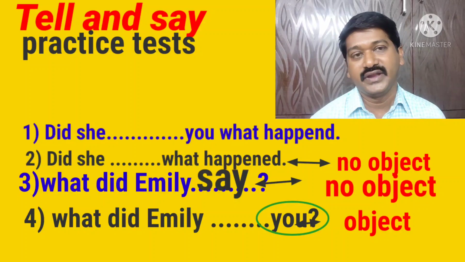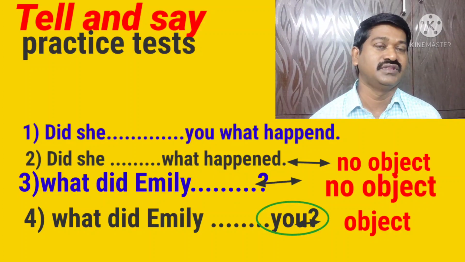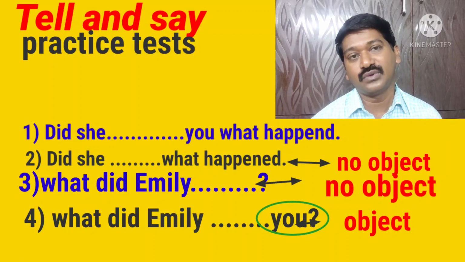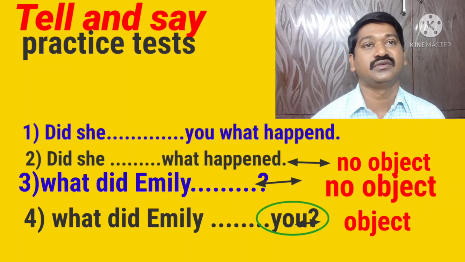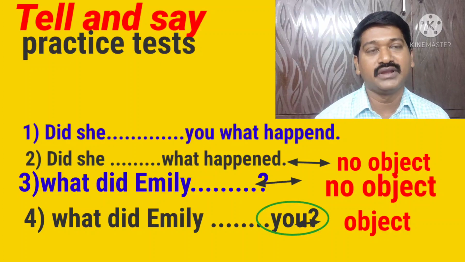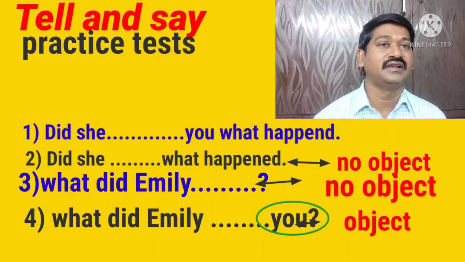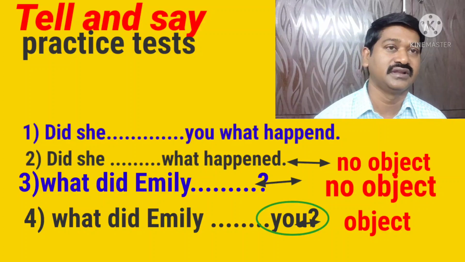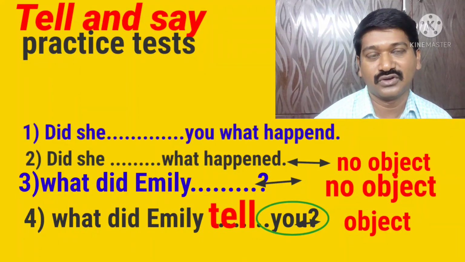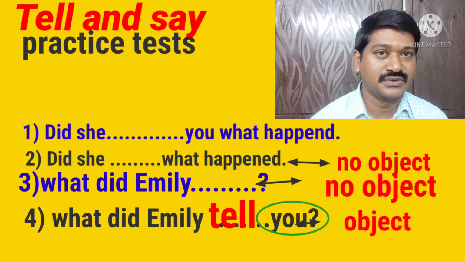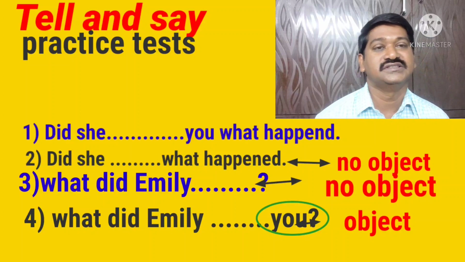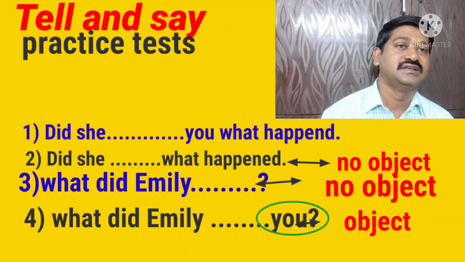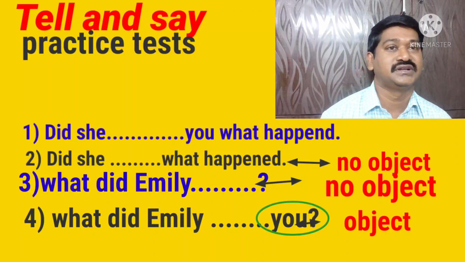What did Emily blank you? Here there is an object. If there is an object, we must use tell only. If there is no object, we must use say only. So: what did Emily say? What did Emily tell you? Here we can easily observe that tell is always followed by an object, and say is not followed by an object, but in say there is an exemption: to, and after to only an object is followed.